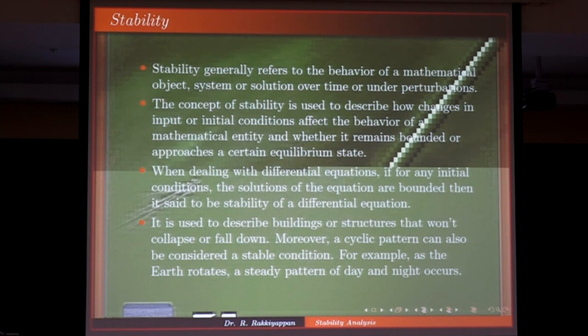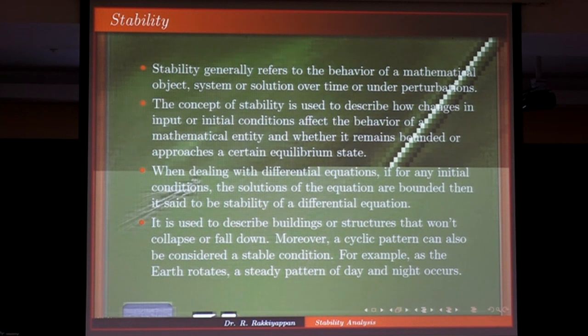So if for any initial condition the solutions of the equation are bounded, then it is said to be stability of a differential equation. It is used to describe buildings or structures that won't collapse or fall down. So stability has such applications.